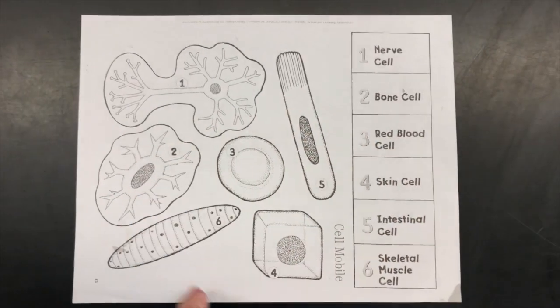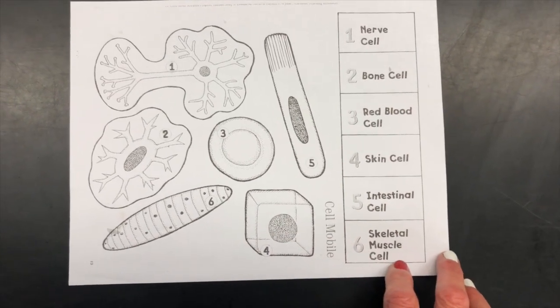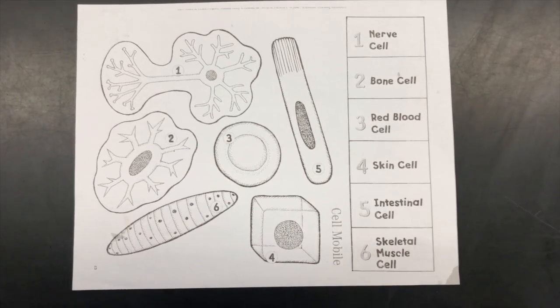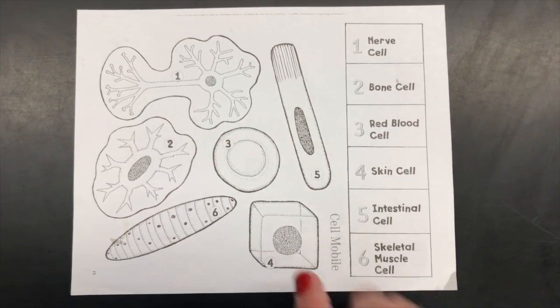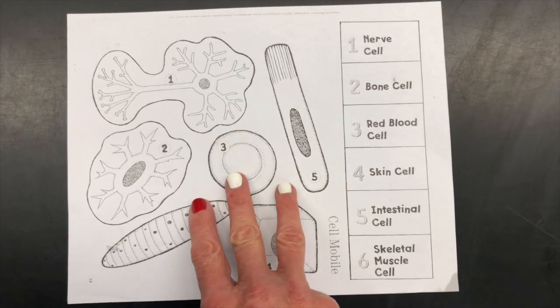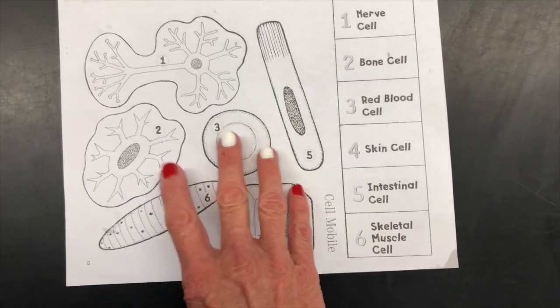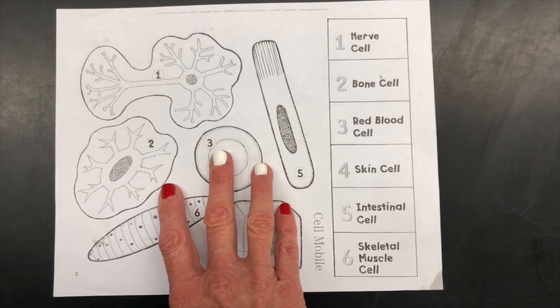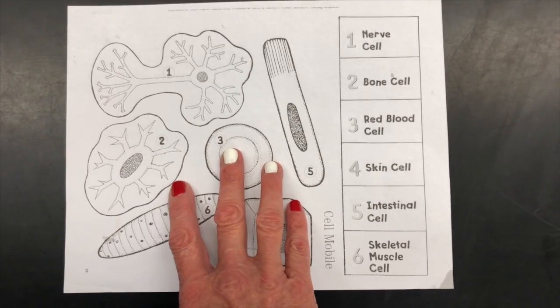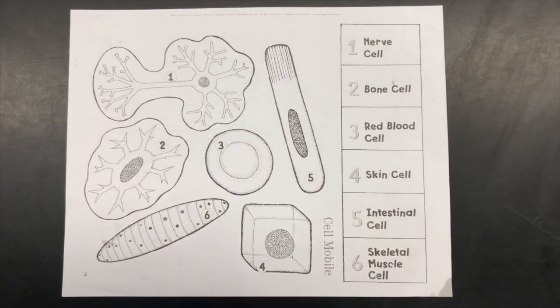But no matter what type of cell it is, all cells need the same things, and they're the same things that living things need. They need food, they need water, they need to be sheltered or protected, and they need air. So those four things are the same things that living things, animals, need, and they also are the same things that all cells need.